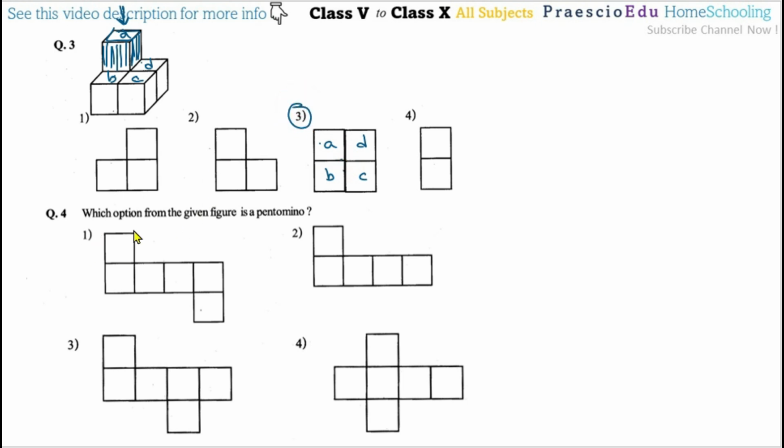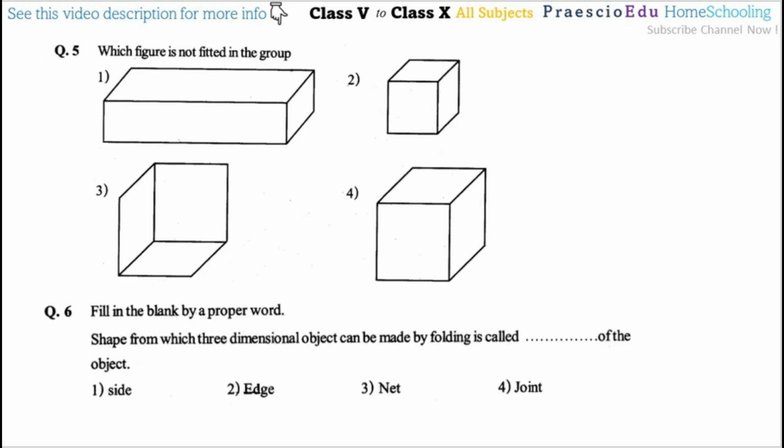Now question number 4, which option from the given figure is a pentomino? Pentomino means there are five faces, but they are squares. So here 1 2 3 4 5 6 are there. Here also 1 2 3 4 5 6. Here also 6, but here there are 5, 1 2 3 4, and this is 5. So the pentomino is option number 2, the correct one.